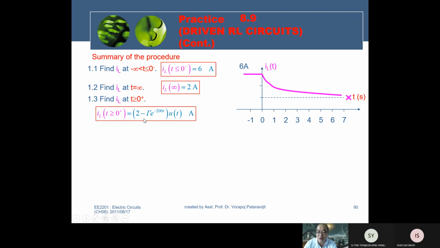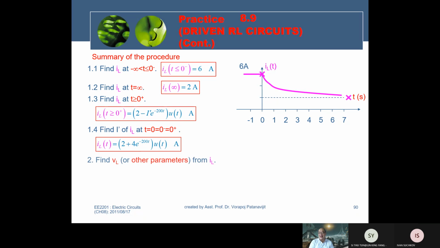And for time greater than 0, it equals 2 minus I hat e power minus 200t, okay? When you substitute time equal to 0 in here, you can get I hat. I hat equals 4, okay? This is the complete general form solution of the IL.